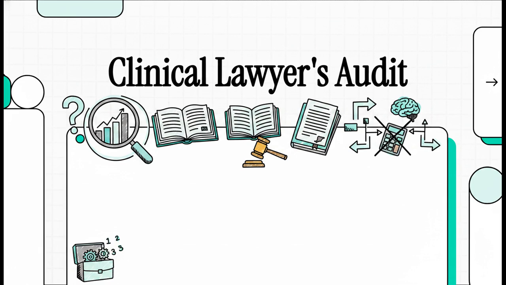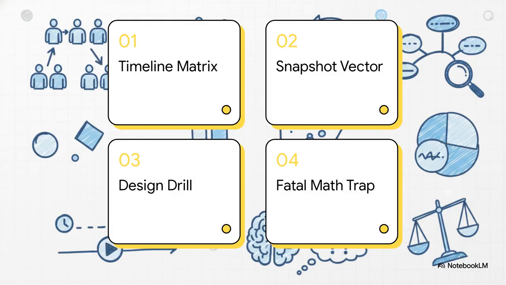So grab your metaphorical briefcase because today we're acting as clinical lawyers. Here's our docket for today's audit. Number 1, the timeline matrix. Number 2, the snapshot vector. Number 3, we'll do a quick design identification drill. And finally, number 4, the fatal math trap.